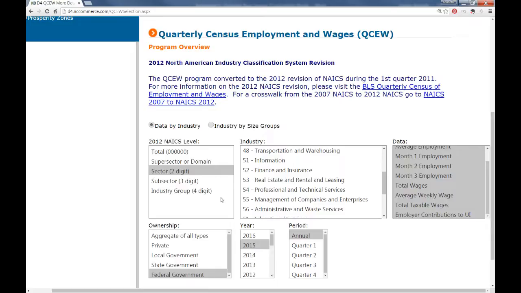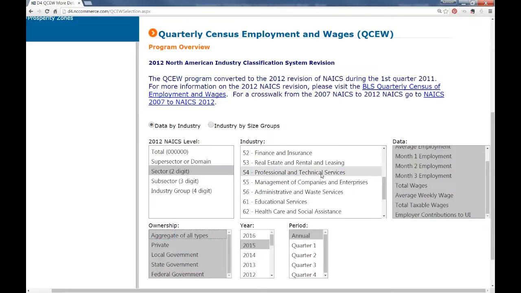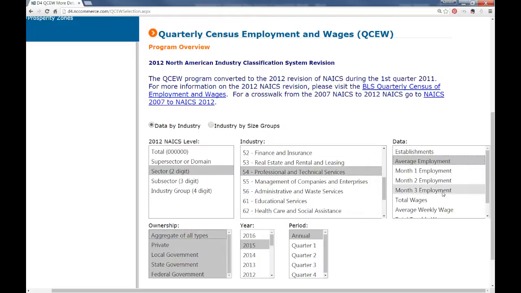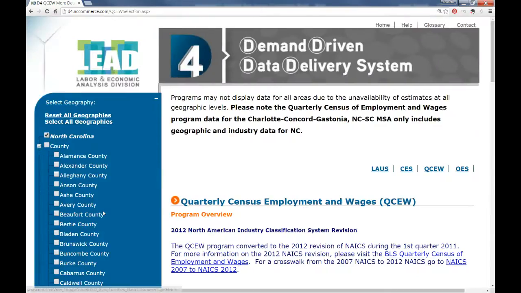But what you might want to do is look at the aggregate. You can look at aggregate, which takes all of these different ownership groups together and combines them, or you can look at them separately. So what I'm going to do is click on all of them. And for the sake of this demonstration, I'm only going to look at professional and technical services. I want to look at average employment, because when we look at location quotients, we're looking at employment. We're not as much looking at wages. I want to then go up and I can pull it by county. So this is available for counties. We're going to look at Cumberland.